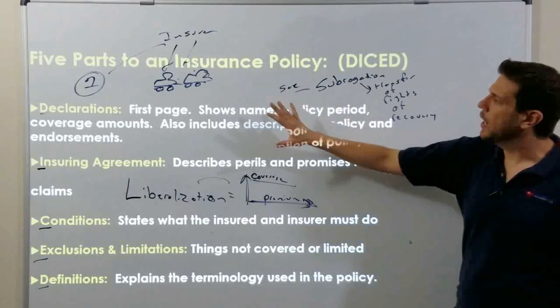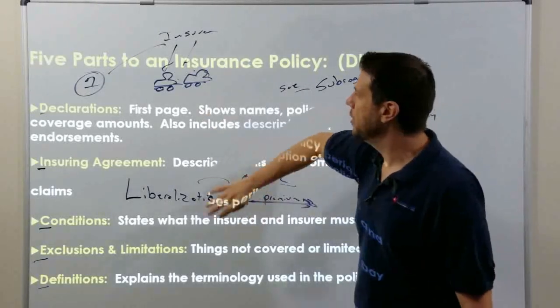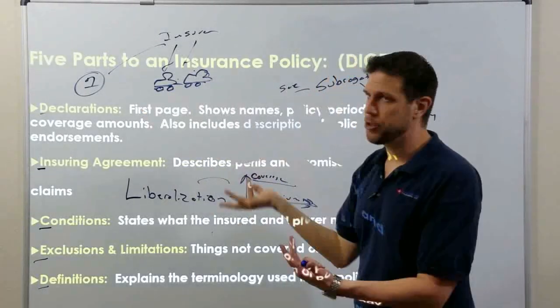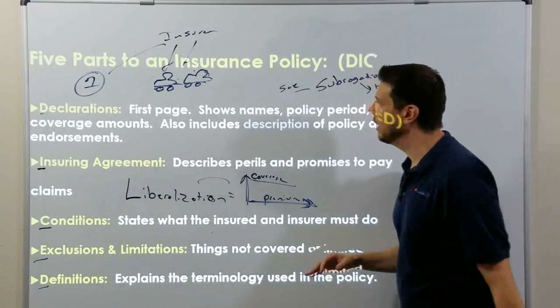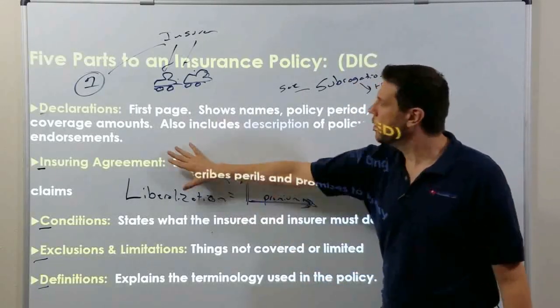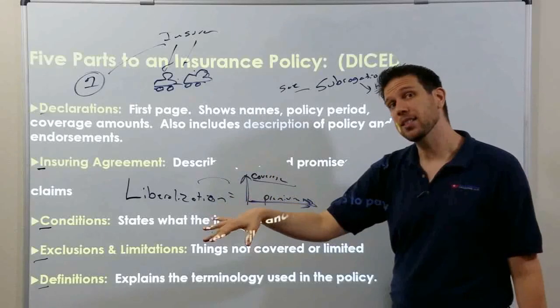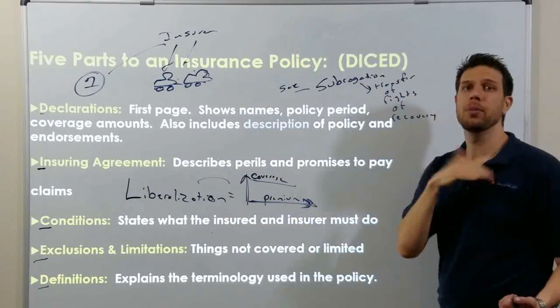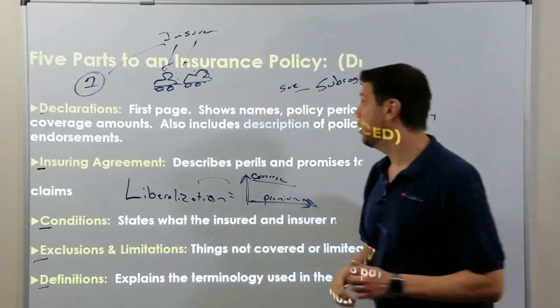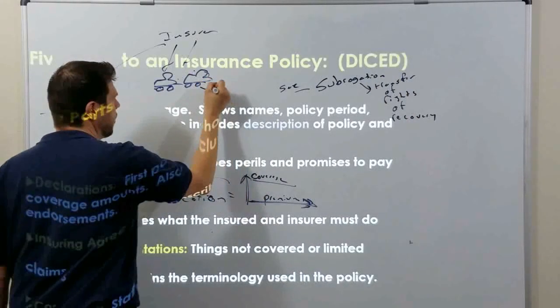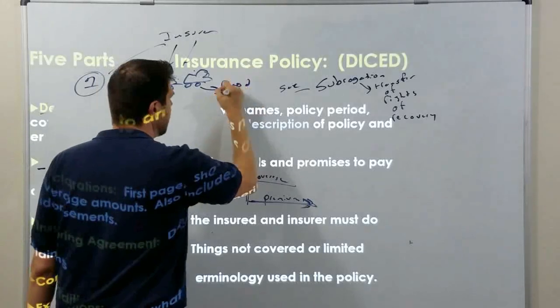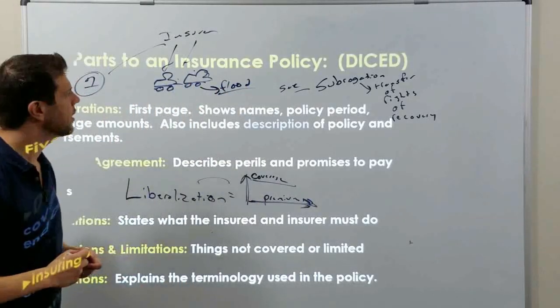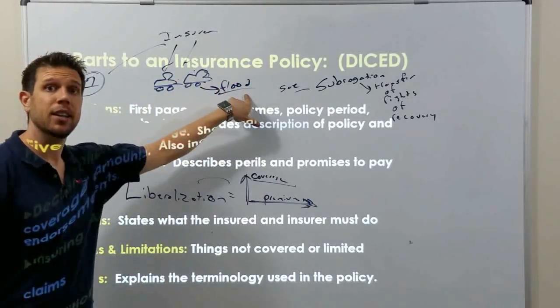So to clarify the 5 parts, we have the declarations page that tells you the summary, that's what you're covered, how much you pay, everything that's included. The insuring agreement tells you what you're covered against. So like, does homeowners insurance cover flood? No. But auto insurance will cover flood. You do not have to go through the government to get auto insurance to cover your flood.